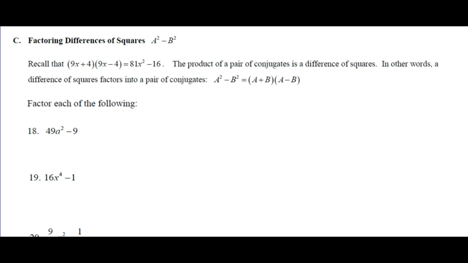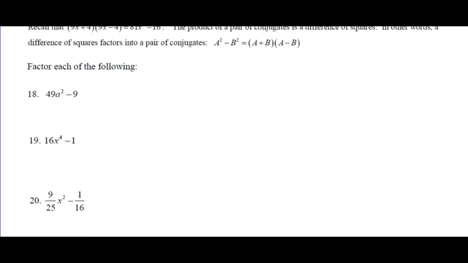So 49a squared minus 9. So this is always, if I see two terms, and there's a minus sign, then I always have to say, is that a difference of squares? And the question is, does that have a square root? What is it? 7a. Does that have a square root? Okay, so that's how you factor it. Always do the plus factor first and the minus factor second. And there's a reason for that, which will become immediately obvious in the next question.